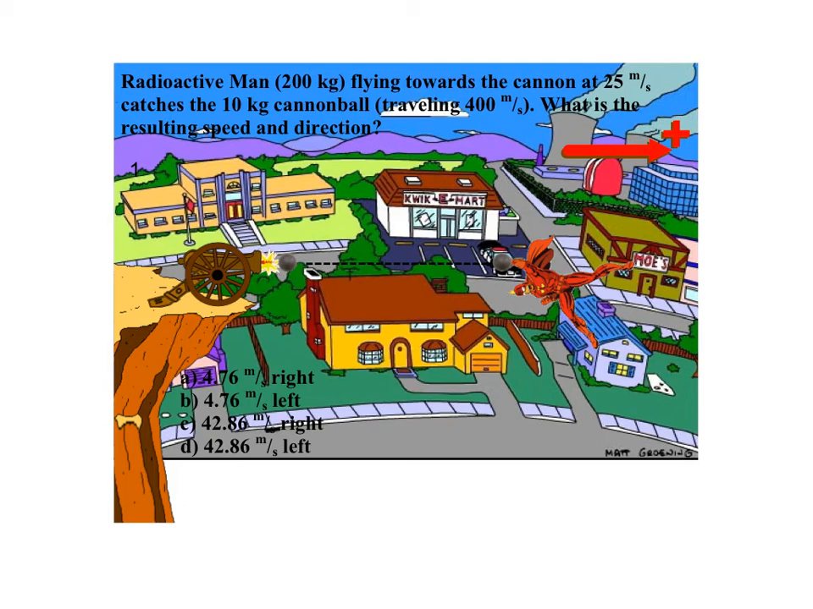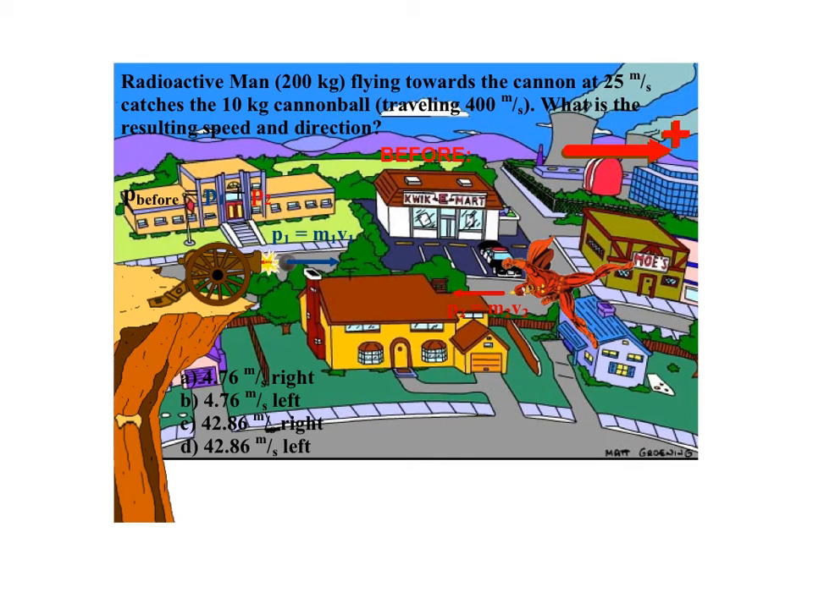So note, radioactive man is going to the left, cannonball is going to the right. They're going to collide, they're going to be caught. So that is like key wording telling you this is an inelastic collision. And just to keep things simple, we're going to define to the right positive and to the left negative. So knowing that momentum is always conserved, we can say momentum before equals momentum after. And beforehand, because both objects are moving, we have two different momentums with an opposite sign involved.